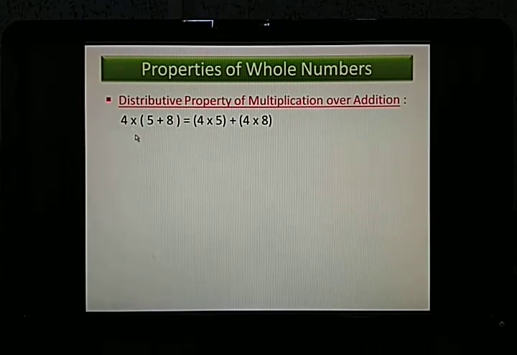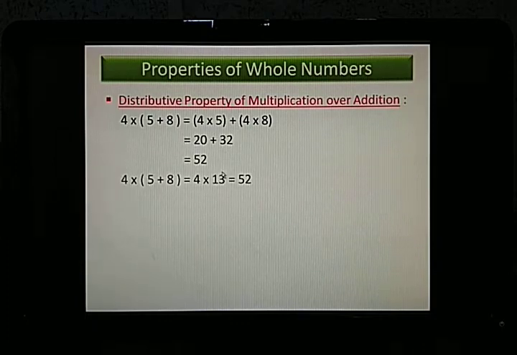So according to the distributive property, if it is a into b plus c, then it is a into b plus a into c. So this is the distributive property. That's what we have done here, and then we got the answer. And even if we do it in the earlier way, that 5 plus 8, 13 into 4, we will get the same answer. So the distributive property holds in the case of whole numbers.